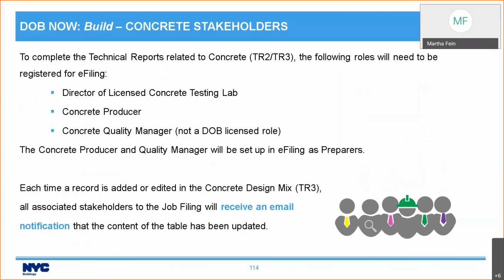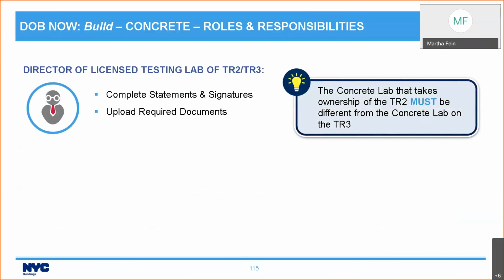So before I get into how to file concrete, let's talk about the stakeholders. There are 3 different roles that we're going to talk about. We're going to talk about the director of the licensed concrete testing lab. We'll talk about the concrete producer and the concrete quality manager. The director of the licensed testing lab. Now, here's something important to understand. There are 2 different labs which you may need. If you are filing both the TR2 and the TR3, you need a different concrete lab for each. The concrete lab that takes ownership of the TR2 must be different from the concrete lab on the TR3.